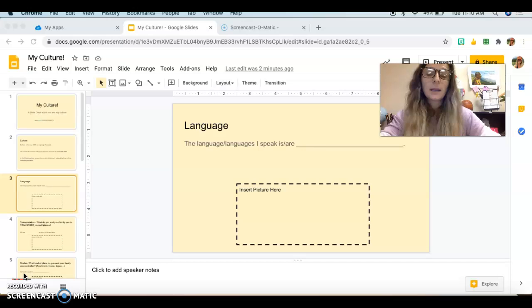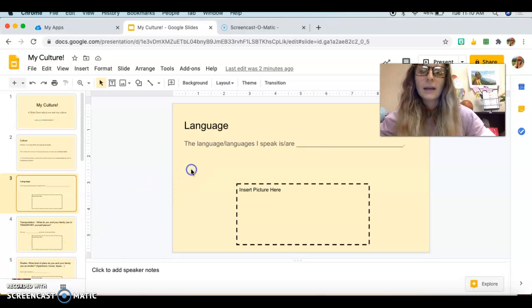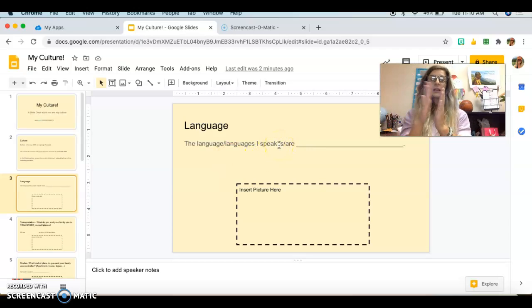What languages do you speak? Do you speak English? Do you speak Spanish? Do you speak Vietnamese? Do you speak both? Do you speak all three? So if you only speak one language like me, you would look at the first option, the first option before the dash or the forward slash.